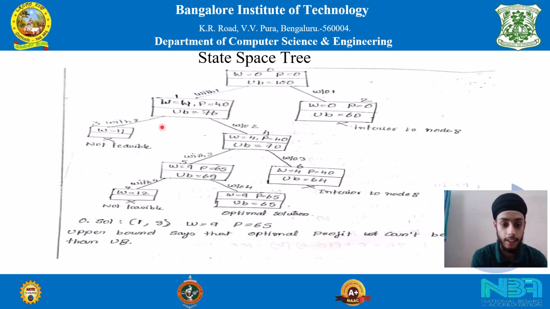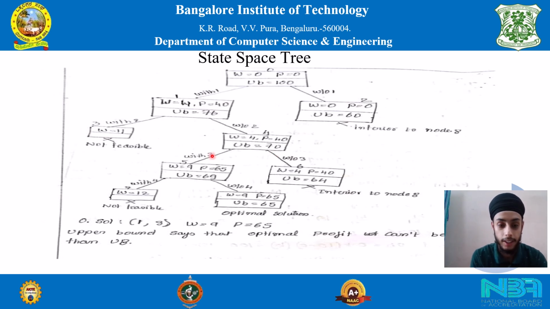Then after selecting the second item, the weight is 11, which is greater than the maximum capacity of the knapsack, which is not feasible. So we have not considered this. Without selecting it, the weight and profit stay the same, but the fractional problem is the profit of the next item divided by the weight of the next item. That is weight is 40. Then using the upper bound formula, we got the upper bound as 70.